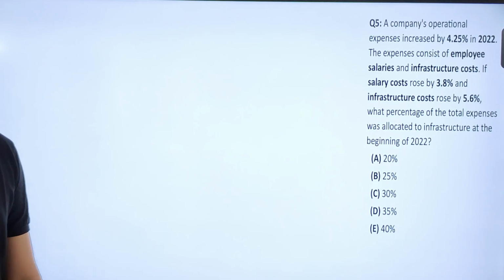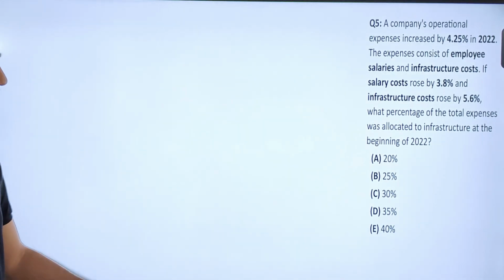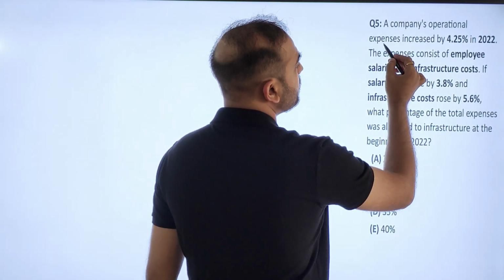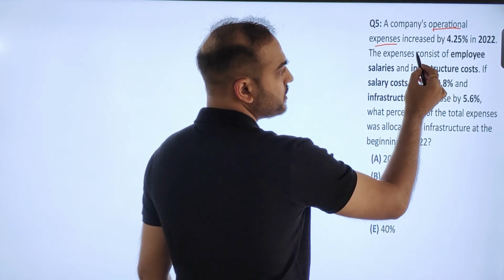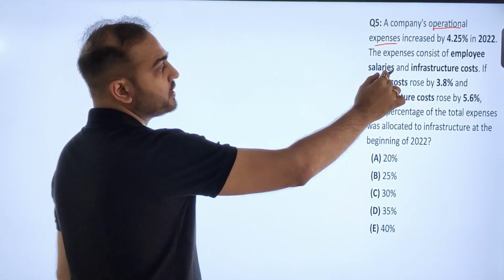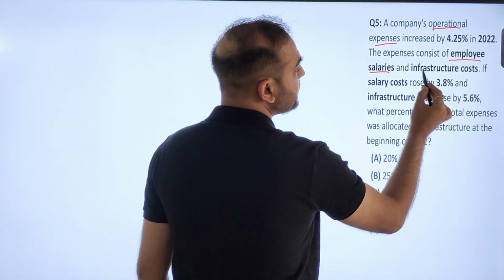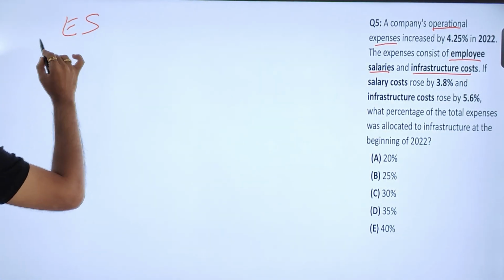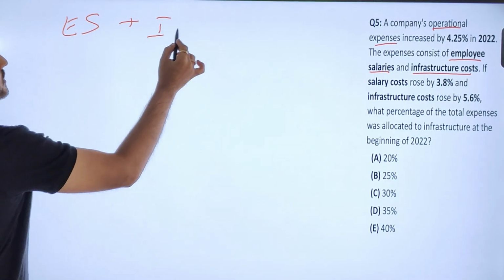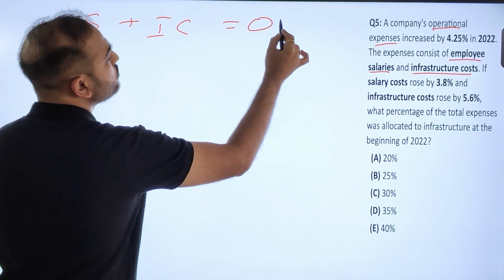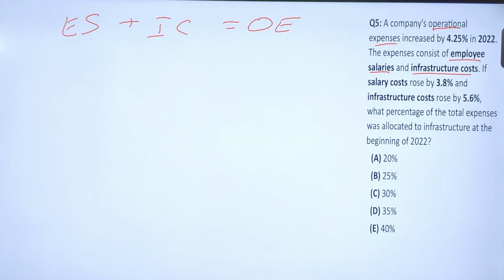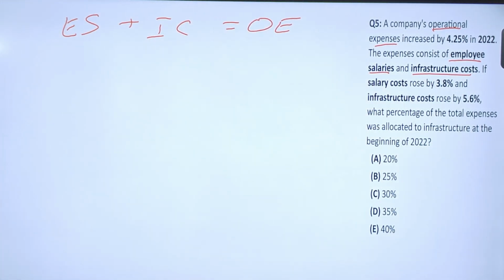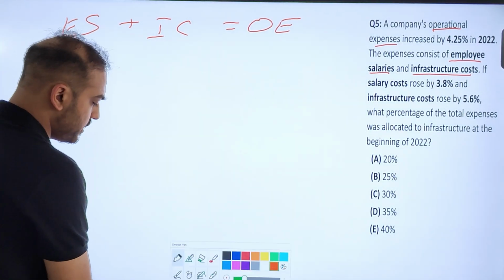Alright, if you have read, this is again an interesting question, but again falls right into our table. So see, you have the operational expenses increased by 4.25%. These expenses are made up of employee salaries and infrastructure costs. So again, I can write employee salary plus infrastructure cost is equal to operational expenses.